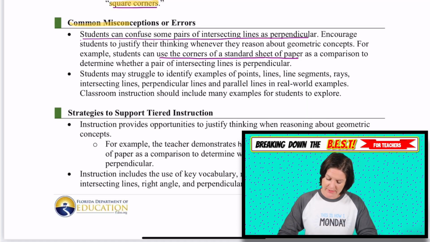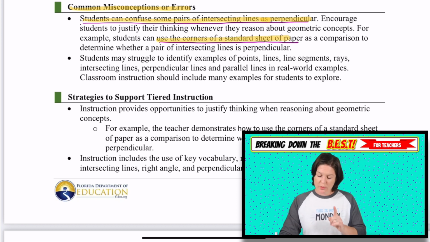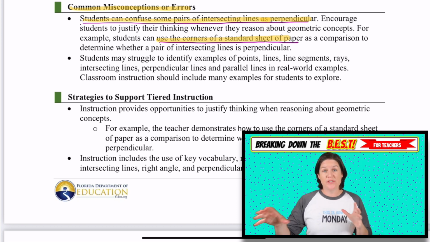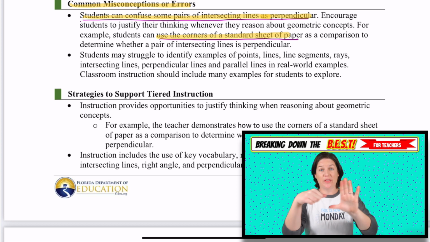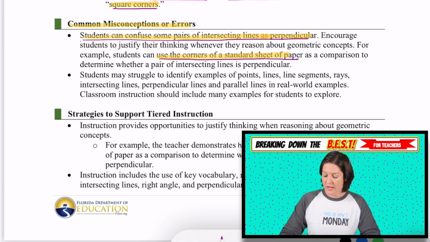For common misconceptions or errors, it says that students can confuse some pairs of intersecting lines as perpendicular. And students can use corners of standard sheets of paper to compare, which we do in the Taking on the Best videos. In the videos, I'm using an image of a square, but showcasing how students can line up the square corner of a paper with a square, for instance, to see if it has those 4 right angles there. I also mentioned that students need to know that this is an example of perpendicular lines, right?